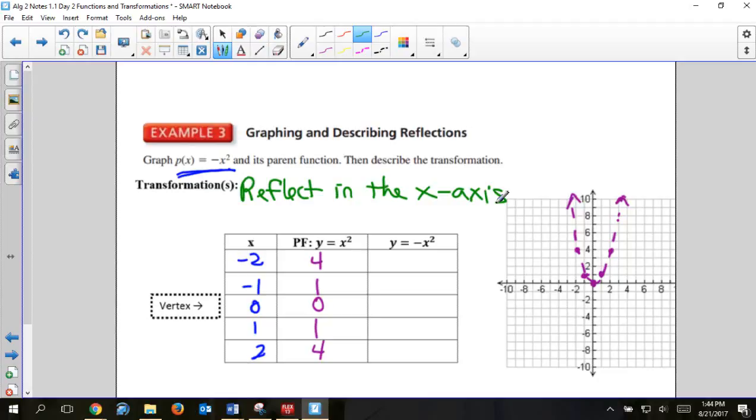All right, let me ask a different question then. What number is here besides negative? It is negative 1. So this is the same thing as y equals negative 1 times x squared. What operation? Add, subtract, multiply, divide. Which one?